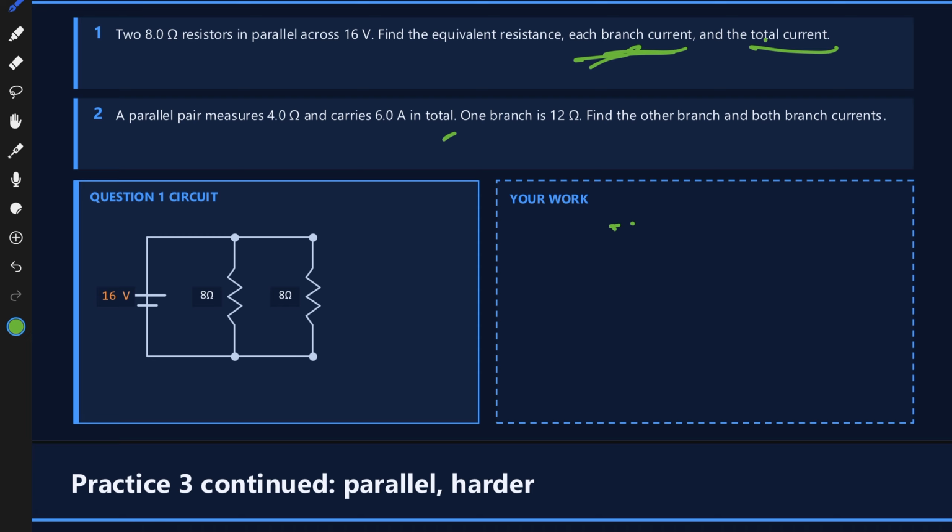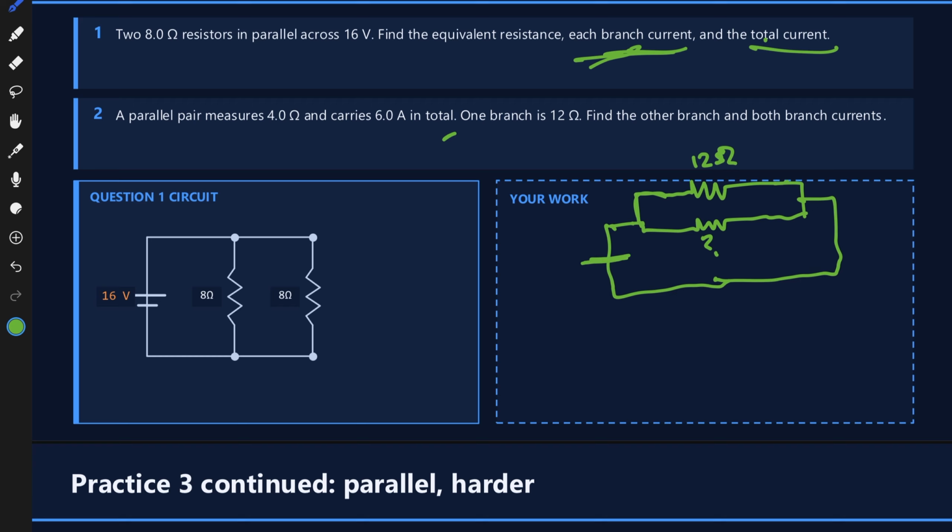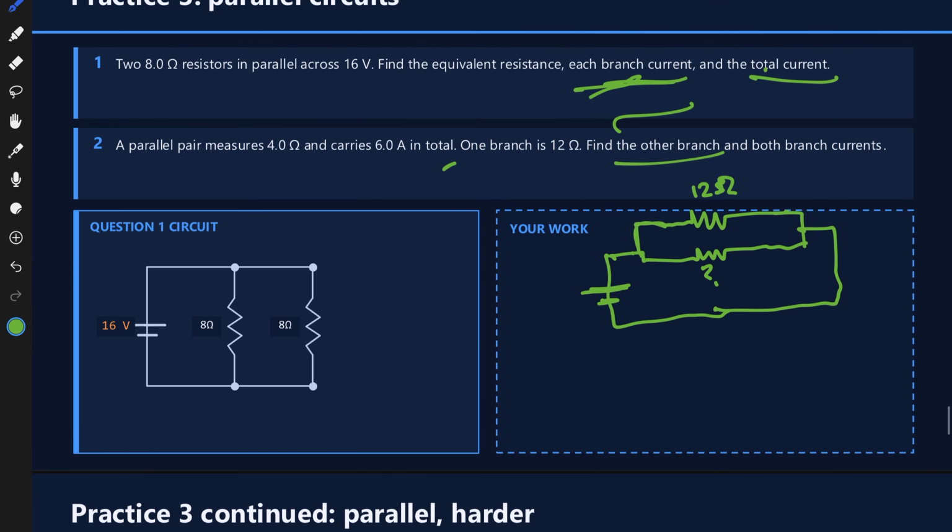Now let's see question 2. A parallel pair measures 4 ohms and carries 6 amps in total. One branch is 12 ohms. Okay, so basically 12 ohms here, right? And then a mystery resistor here. Now we need to find the resistance of the other branch and the currents of both the branches.